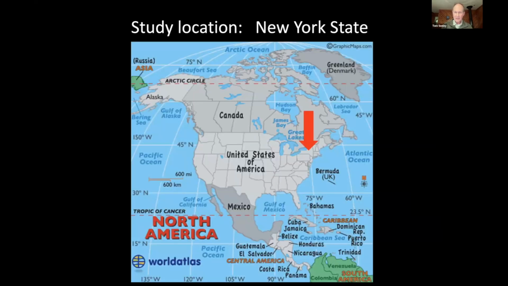My study location is in the United States, in North America, in the state of New York, which is up in the Northeast. This is an area, part of the world where the native vegetation is deciduous forest, as we will see.